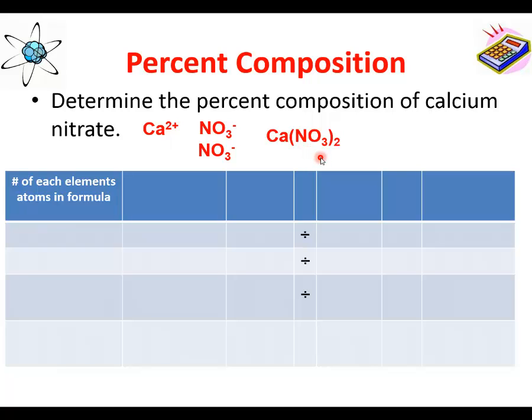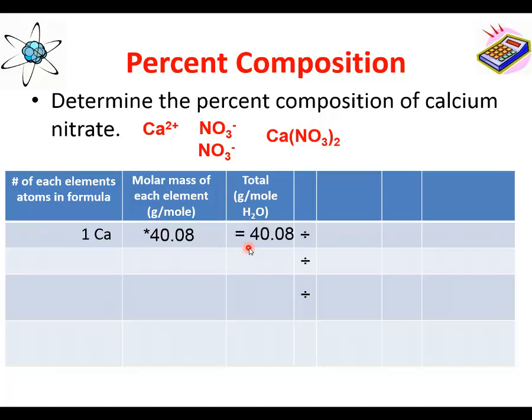So when I set up my table, I'm going to start with the number of each different type of element atom in the formula. I have 1 calcium atom in the formula, so I go to the periodic table and find the molar mass of calcium as 40.08. The total contribution, now this should be calcium nitrate, not H2O here, but my total contribution is 40.08 grams per mole of calcium, since there's only 1 calcium atom. I have 2 nitrogen atoms in the formula, so I look at the molar mass of nitrogen as 14.01, multiply that by 2 because there's 2 nitrogens in the formula. That gives me 28.02 grams per mole of calcium nitrate.